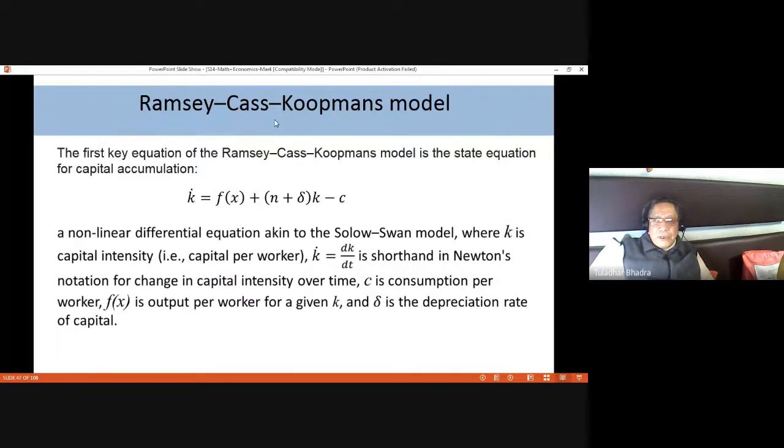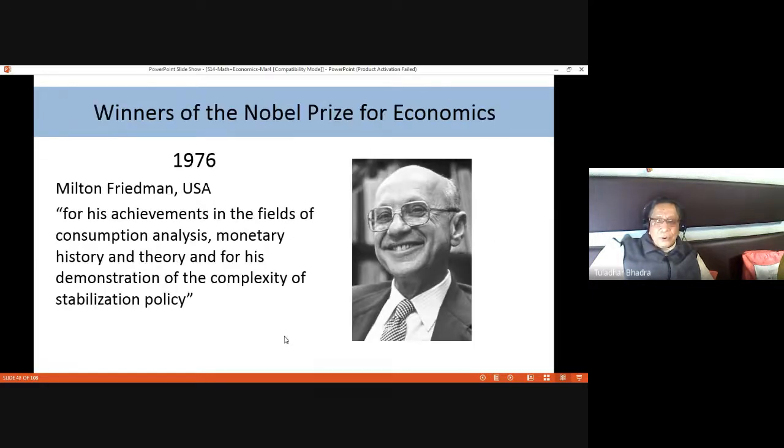The first equation of the Ramsey-Cass-Koopmans model is the state equation for capital accumulation, given in this mathematical formula here. And in 1976, Milton Friedman from USA. Later on, you'll see that most of the Nobel Prize winners are from USA.